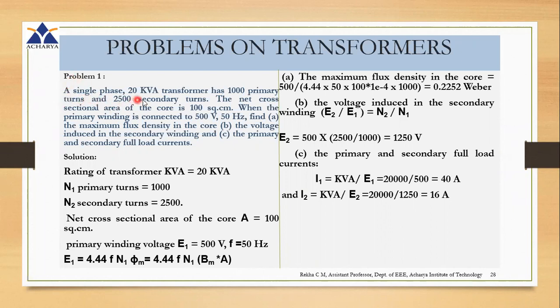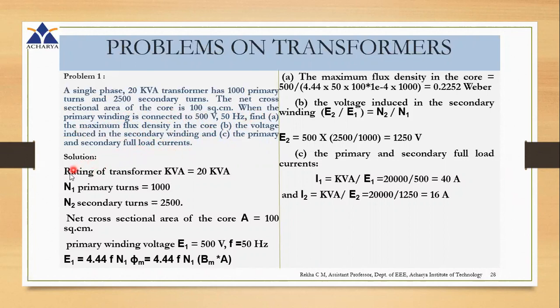A single phase 20 kVA transformer has 1000 primary turns and 2500 secondary turns. The net cross-sectional area of the core is 100 square centimeter when the primary is connected to a 500 volts, 50 hertz supply. Find the maximum flux density in the core, the voltage induced in the secondary winding, and the primary and secondary full load currents.